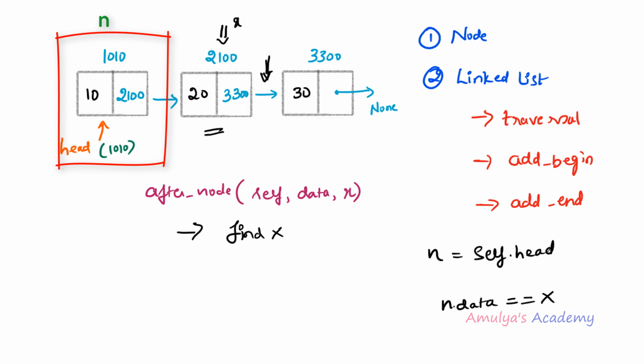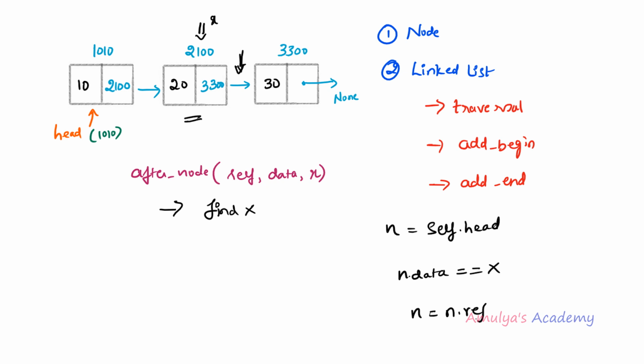So what I need to do, if it is false, I need to go to the next node, right? I need to go to the next node and I need to compare whether that is the x node or not. To go to the next node, I'll use n equal to n dot reference. I'll reassign the n value. I'll take n value as n dot reference. Here n dot reference is nothing but 2100. That is the reference of the next node. So now n becomes this node, the next node.